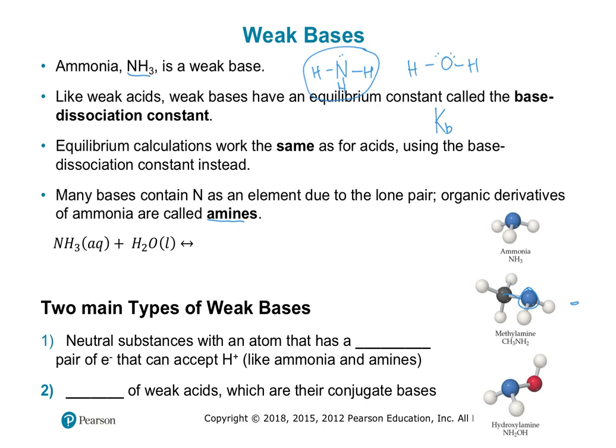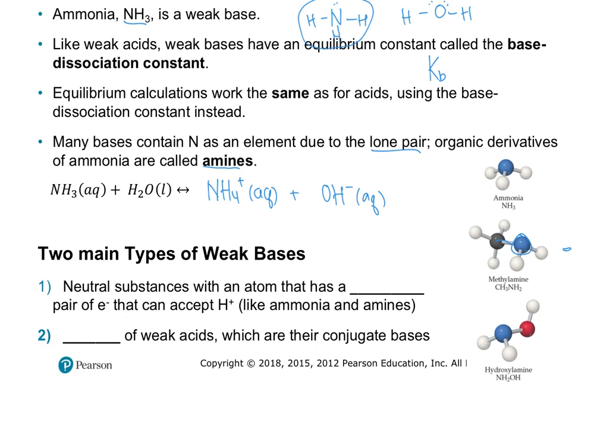So bases use their lone pairs to take a hydrogen. So here is ammonia reacting with water, and then it will take on a hydrogen to become ammonium ion, that's aqueous, and then water is left as hydroxide ion. So the two types of bases are basically those neutral substances that have a lone pair of electrons, like we talked about with the amines and ammonia, and also the conjugate bases of the weak acids. They are the anions, because weak acids being neutral, when they lose a proton, they become anions.